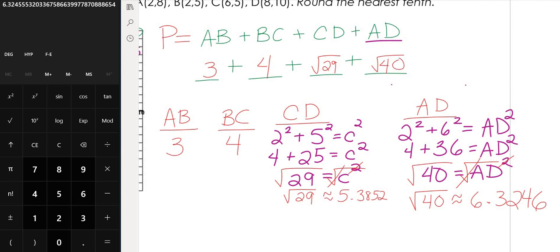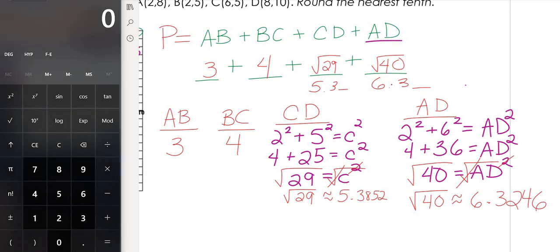So remember, perimeter means add up all of these lengths. Square root of 29 is approximately 5.3, so on and so forth. Square root of 40 is 6.32, so 6.3, so on and so forth. So really I'm doing 3 plus 4 plus 5 plus 6. So approximate how much that is. That's around 18, maybe 19, something like that.